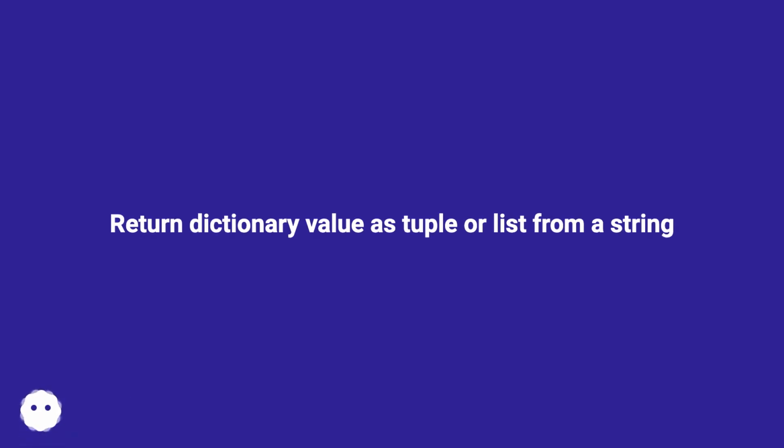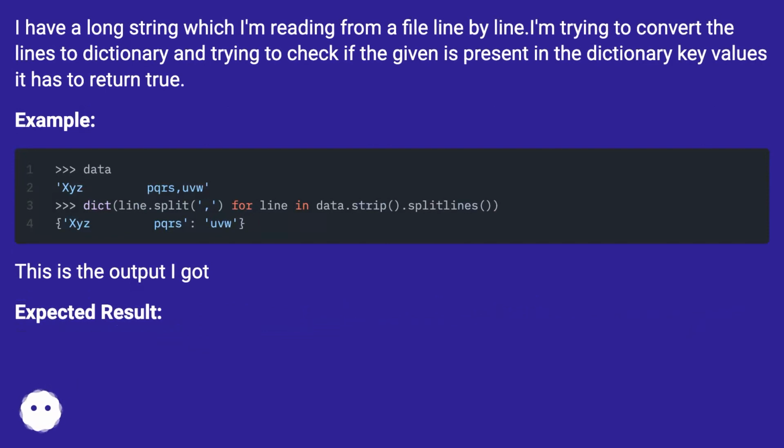Return dictionary value as tuple or list from a string. I have a long string which I'm reading from a file line by line. I'm trying to convert the lines to a dictionary and trying to check if the given is present in the dictionary key values. It has to return true. Example.